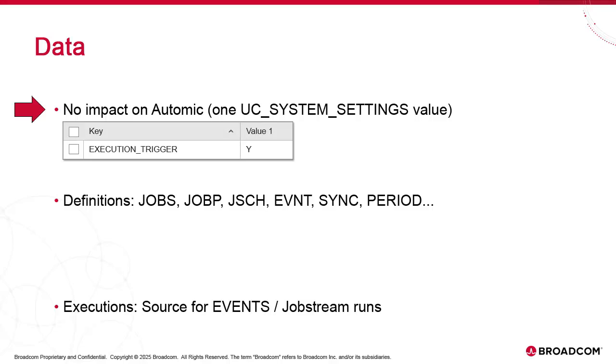It simply publishes the required data to the REST API, which AAI sources to build its own data. There is one value in UC system settings that we will need to change, and it does not require an AE restart. Just log into client 0, change the value from no to yes, and log out. We'll show this in the installation videos.